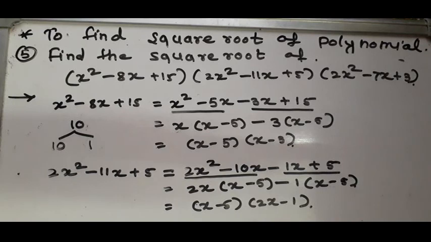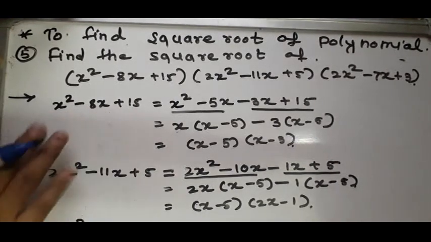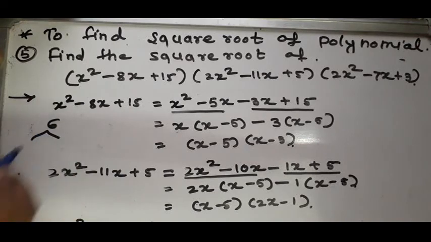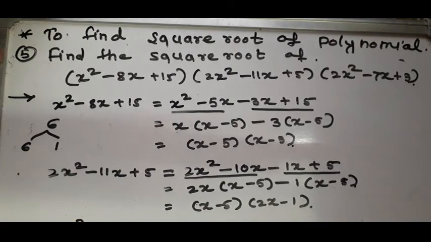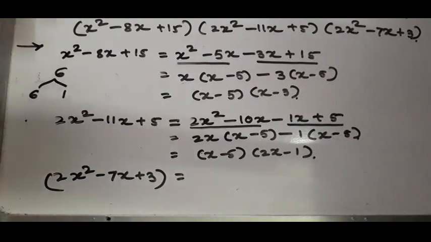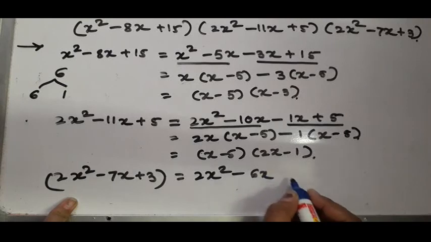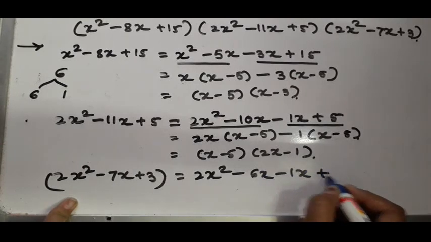Okay. Now the third term I will write here, 2x square minus 7x plus 3. That will be equal to what? Now I need to find two numbers whose product should be 2 into 3, 6, and sum should be minus 7. Again the numbers will be 6 ones are 6, sum is 7 and product is 6. Okay, so how to write them? It can become 2x square minus 6x minus 1x plus 3.